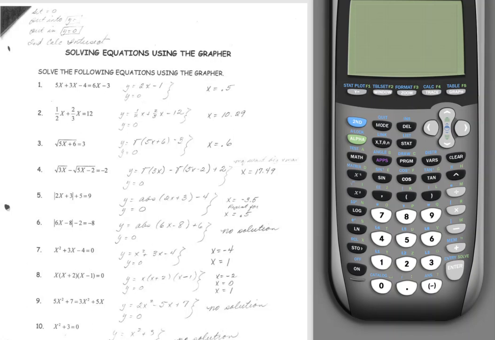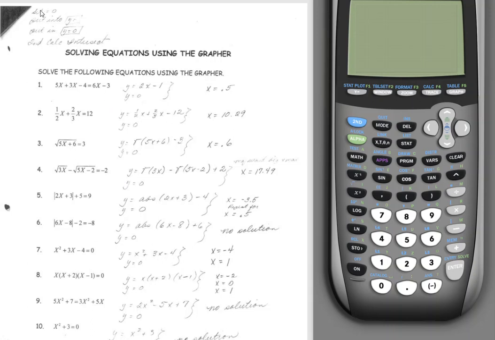All right, this video will help us in solving equations using the grapher. And this will be really important in college algebra. It can be a great help. So some of these could be really easily done by hand and some of them not as easy. So the calculator can be a really nice tool.